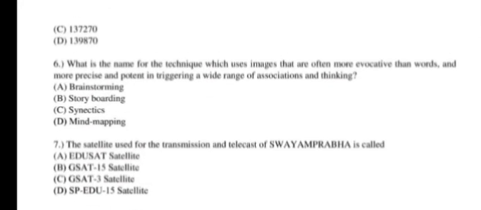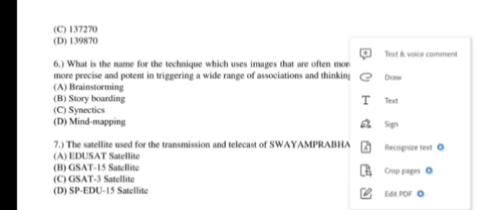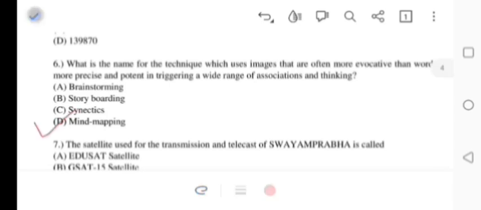Done. Number 6 is, what is the name for the technique which uses images that are often more evocative than words and more precise and potent in triggering a wide range of associations and thinking? A, B, C, D: brainstorming, storyboarding, synaptics, mind mapping. So it will be mind mapping. Mind mapping will be correct.